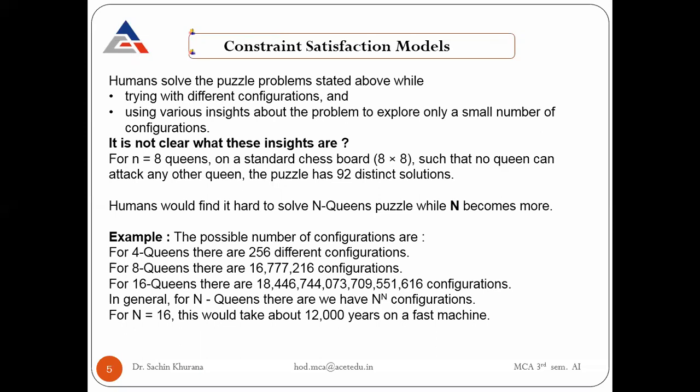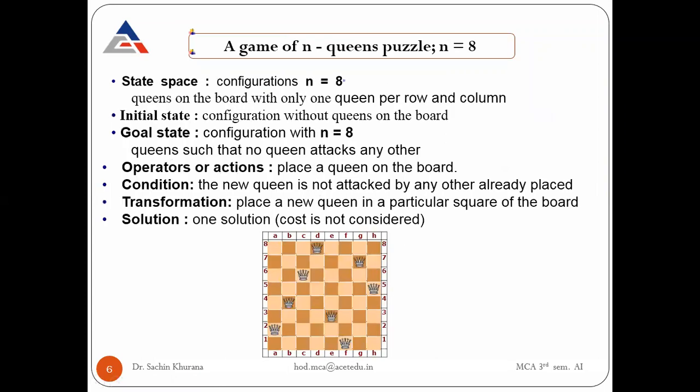For n is equal to 16, if we take this into consideration, it would take around 12,000 years on a fast machine. That means if we start calculating the different configurations for n is equal to 16 queens, it will take around 12,000 years for a fast machine to calculate all the different configurations through which 16 queens can be located on the chessboard. So it is a very complex process. And even in the present scenario, if we take a very fast machine to solve it, it will take a large amount of time. So this is called the constraint satisfaction model for the 8 queen problem.